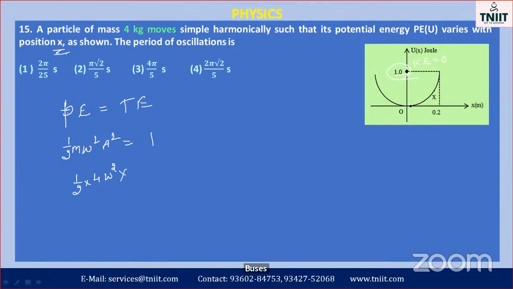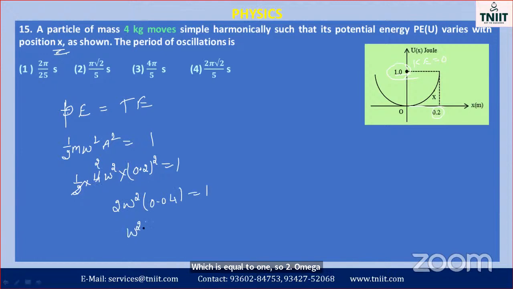What is the maximum displacement? Maximum displacement is 0.2, so 0.2 squared, which is equal to 1. So 2 omega squared into 0.04 is equal to 1. Omega squared equals 0.08, which is equal to 1. So omega squared will be equal to 1 divided by 0.08. 0.08 can be taken as 8 into 10 power minus 2.